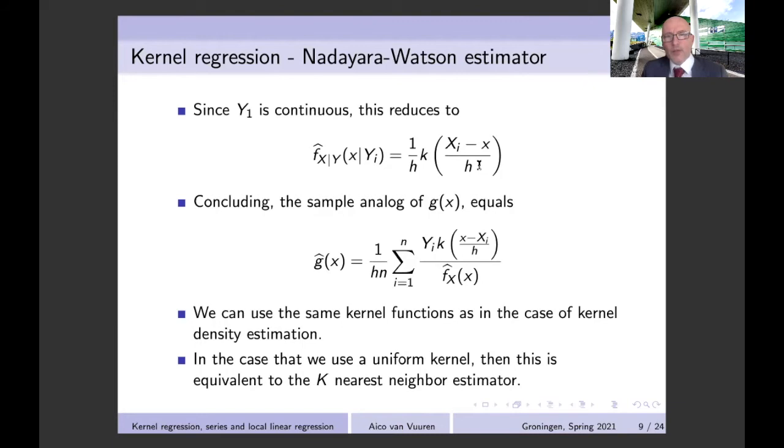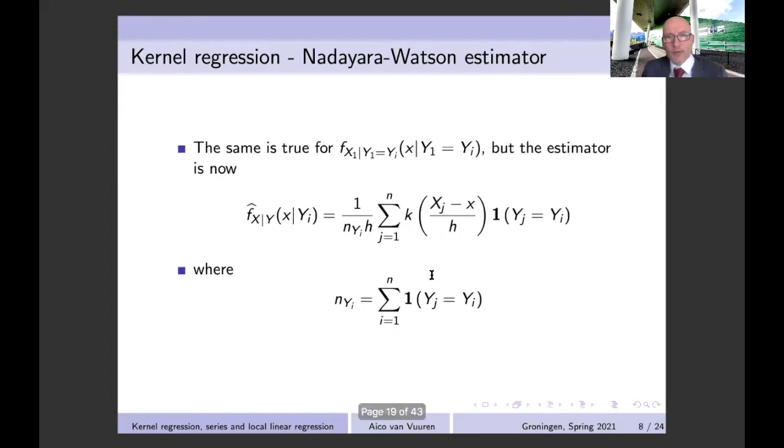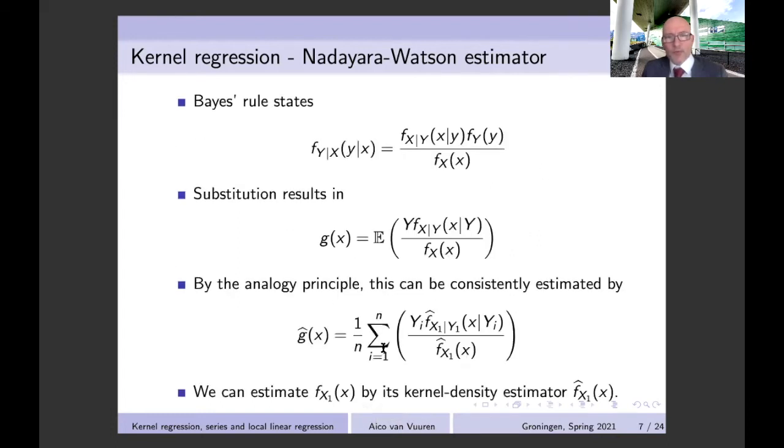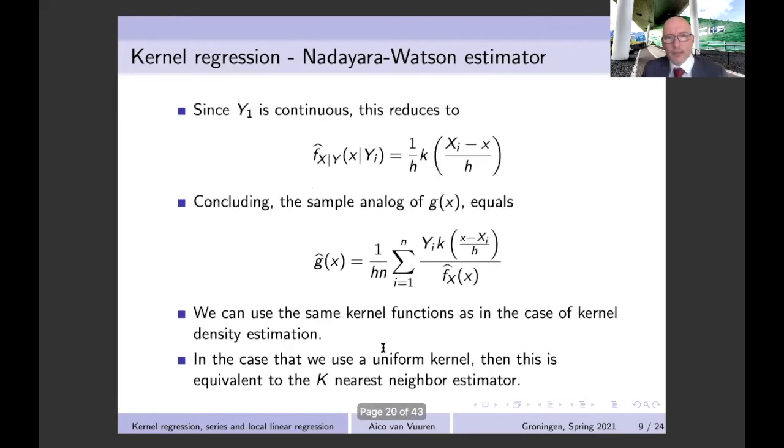Then if we are going to substitute everything into the equation that we had before, so remember this equation that we have over here, then we get this estimator that we have over here. ĝ(x) is equal to this thing that we have here now at the right-hand side. And you should realize that this is actually the famous kernel regression, or Nadaraya-Watson estimator.